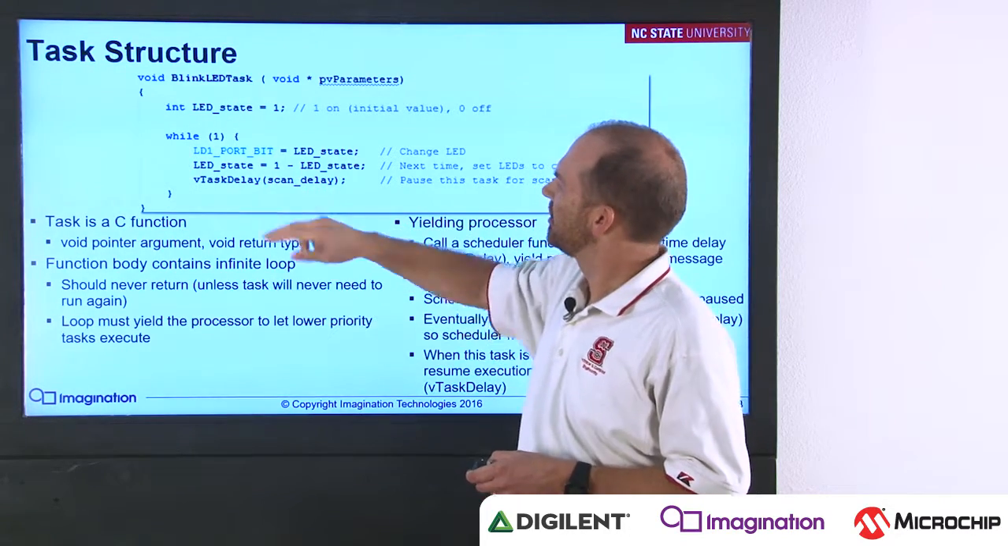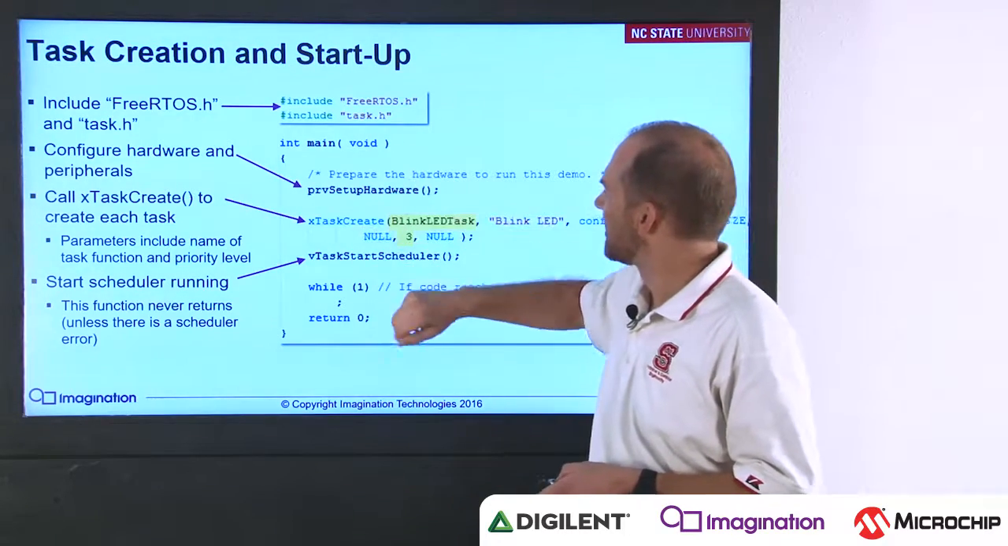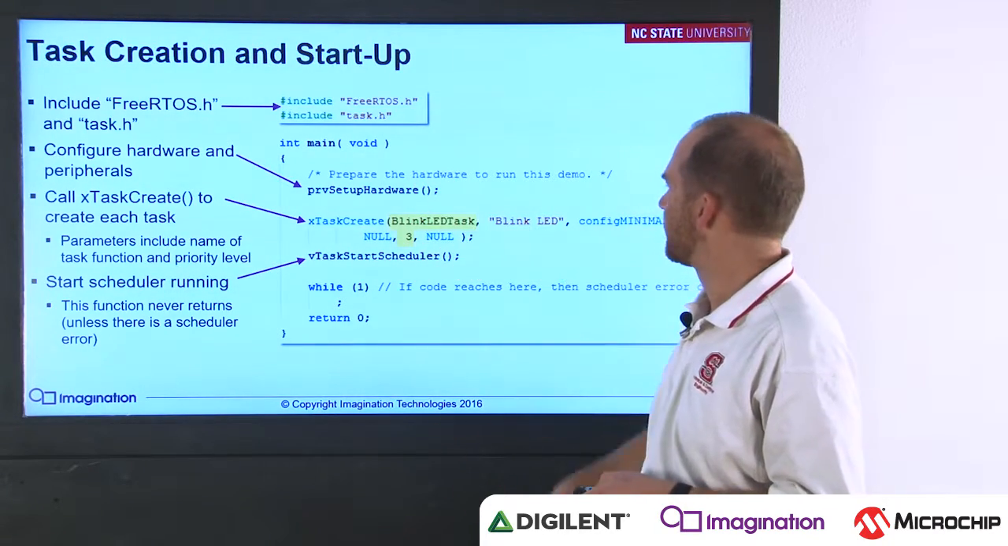Higher priority tasks could always preempt this task, but lower priority tasks need to get a chance to run as well. So we have something such as task delay or some other blocking function that's going to yield the processor so lower priority tasks can run. We look at how to create a task and how to start up the system.